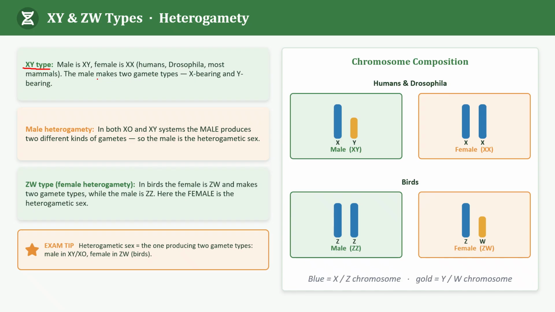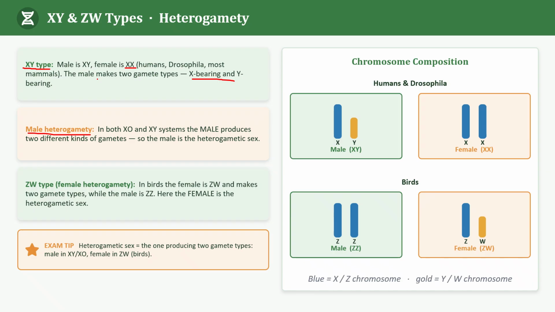Here the female is XX and the male is XY. The male produces two types of sperm, X sperm and Y sperm, and the female produces only one type of egg. Therefore, the male is called heterogametic. Hetero means different. Since the male produces two different gametes, he is called heterogametic. This occurs in the XO system and also in the XY system.